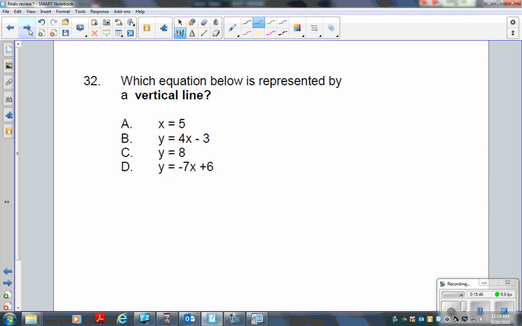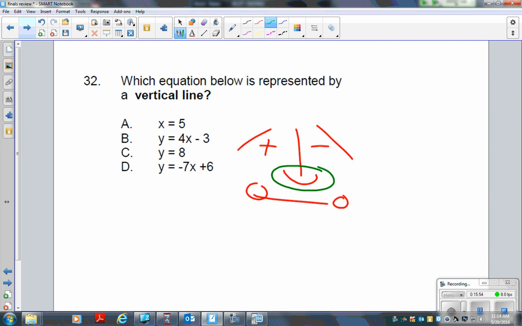All right, again, let's go ahead and take a look at the vertical line. So let's take a look at the slope. A vertical line, this one right here, is undefined. Undefined means I can't plug it in the calculator. I can plug this, I can plug this, I can plug this. I cannot plug this. This is your vertical line.